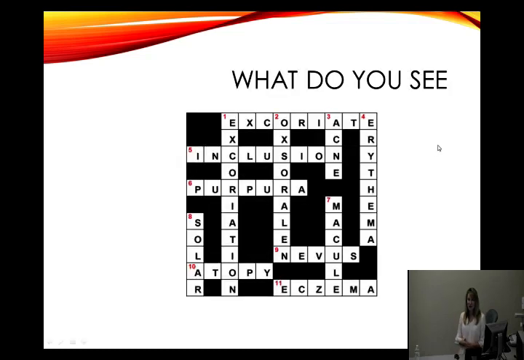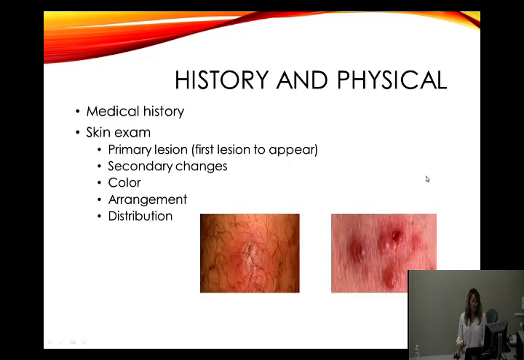So we're going to go back to the basics here and talk a little bit about what you do when somebody comes in presenting with a dermatology problem. It's really important that you can describe what you're seeing. So when somebody comes in, you're going to get their medical history, their HPI using your old card, and then you're going to do your physical exam.